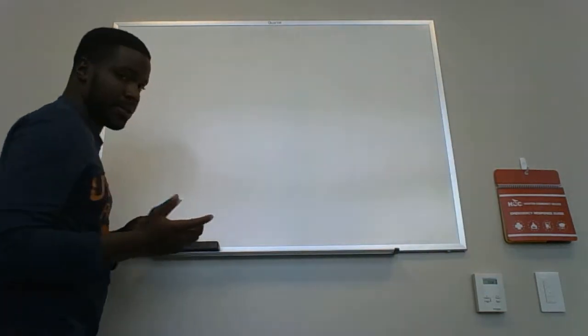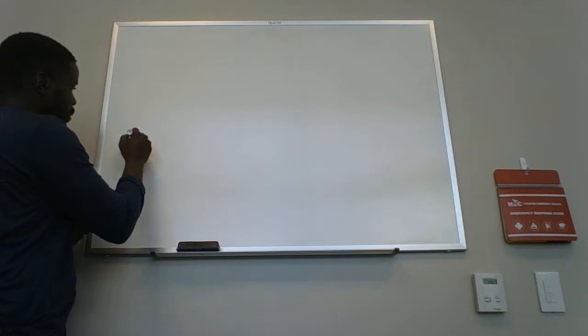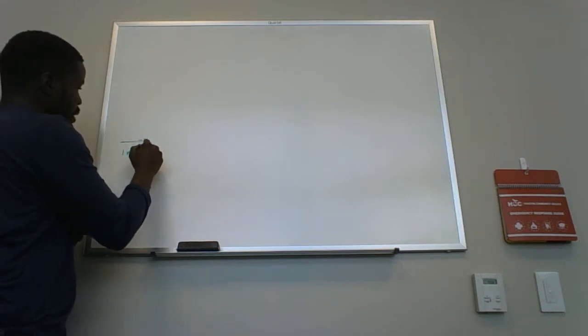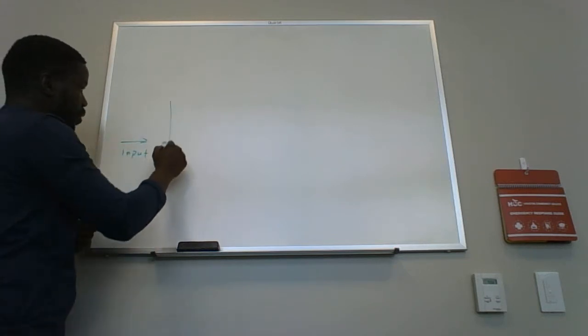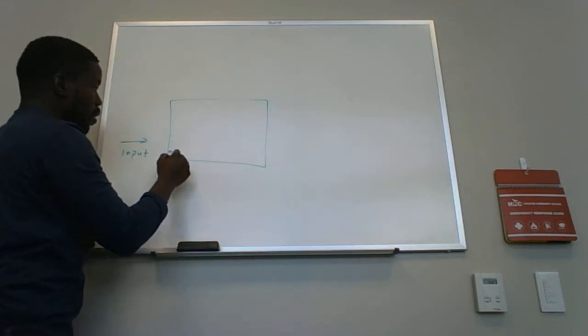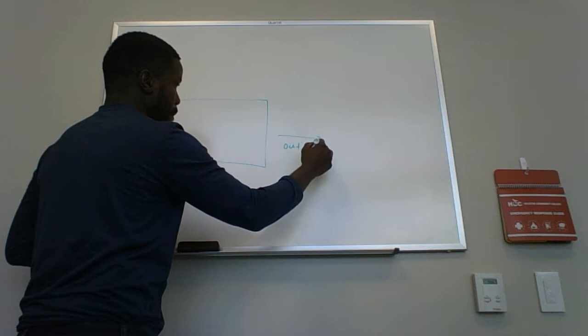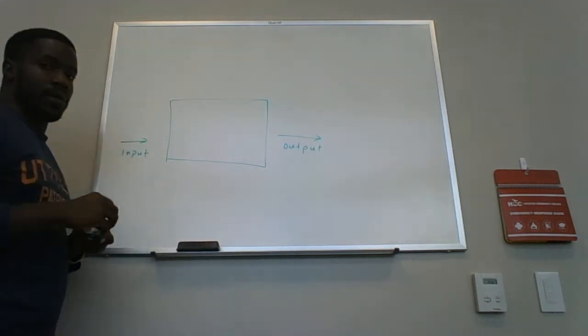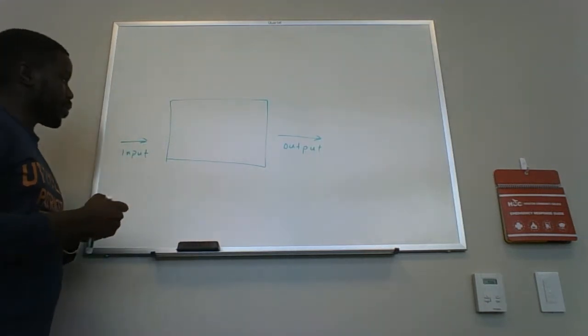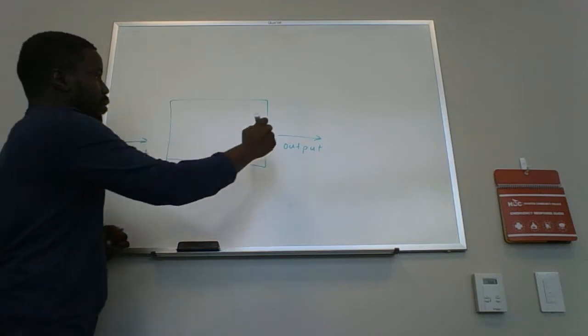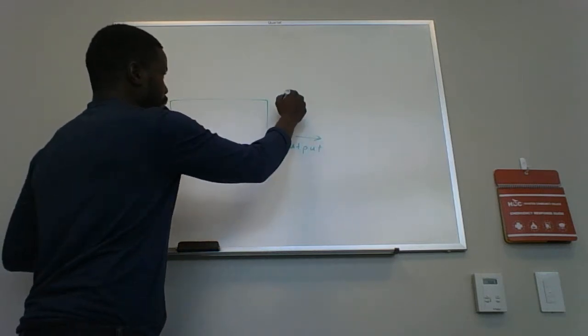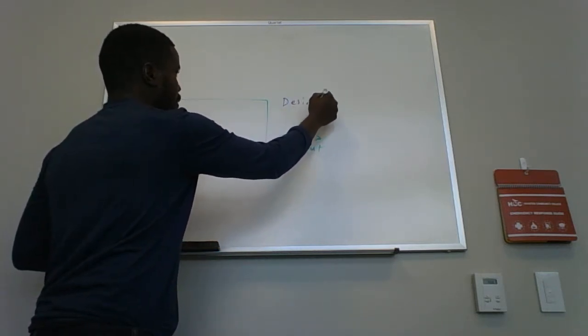In system dynamics and control, we usually have an input. The input goes through a series and produces an output. Now, what's very important in this is that sometimes our input is different. When we get the output, we have our desired output.